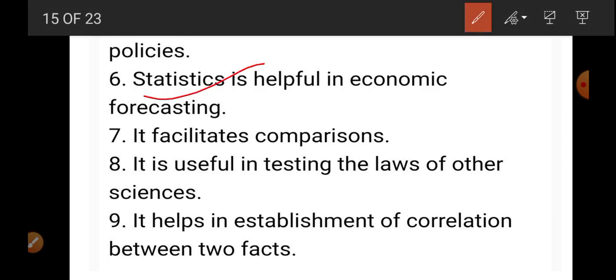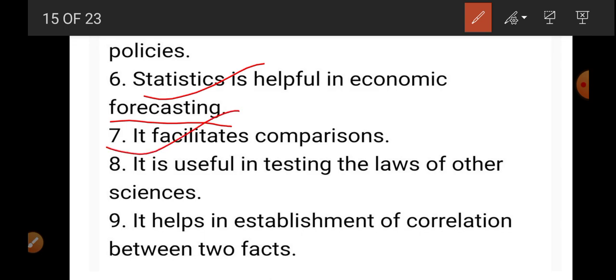Now next, statistics is helpful in economic forecasting. Forecasting means it is related to prediction: what will be in the near future. Like we talk about the population. In India, the population growth is 1.83. If we are not going to control it, not going to make any policy, not going to do any awareness, and the population keeps increasing in the same ratio, then no doubt after a few years we are going to have the first rank and China is going to be behind us. So this type of forecasting we are able to do with the help of data.